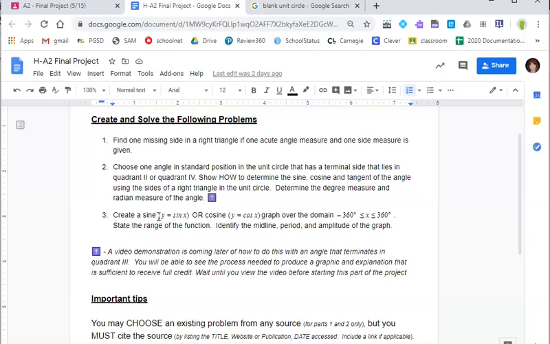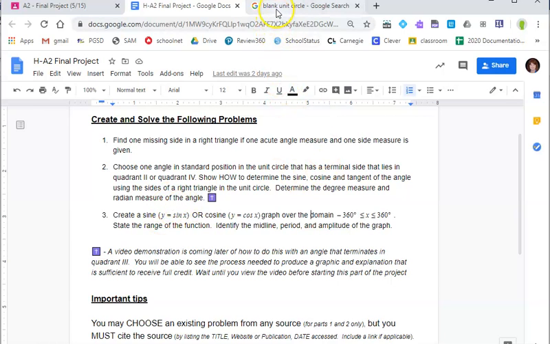So I'm about to show you basically the steps that you need to do for your angle, except I'm going to choose an angle in quadrant 3. Please do not use this angle. It is not in the correct quadrant. I'm just showing you an example of what it would look like to produce an angle that terminates in quadrant 3 and how to determine the sine, the cosine, and the tangent of that angle by using a reference triangle.